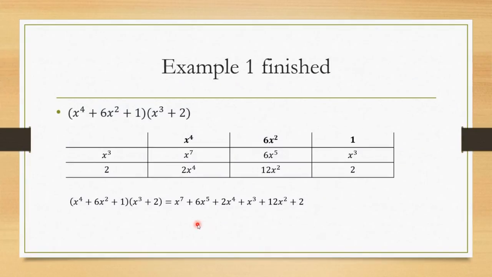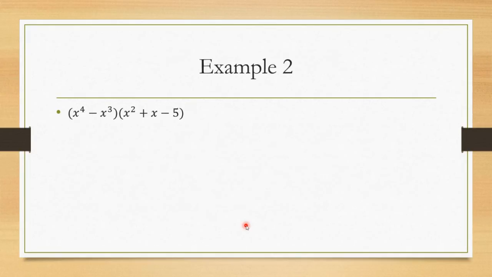And notice how the polynomial here is written in standard form. How do I know that? The exponents of x, they're decreasing as we read from left to right. Okay, so that's one example. Let's do another one. So here's our second example.